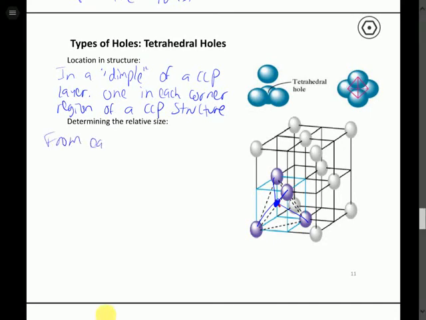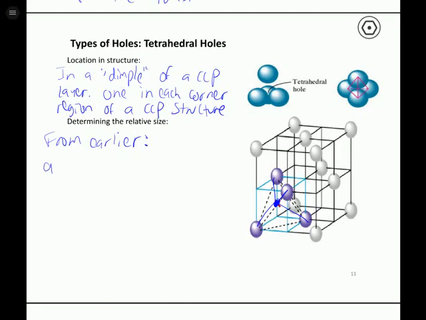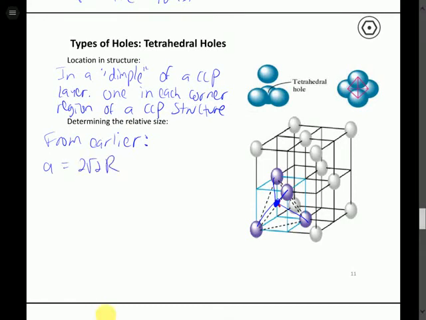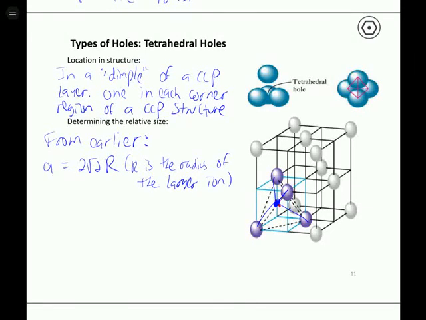Now, if we want to define the relative size of the tetrahedral hole, we saw earlier that the side length for a face-centered cubic cell in terms of radius is 2 radical 2 times R, where R is the radius of the larger ion in this case. So big R is the radius of the larger ion, and the side length here is 2 radical 2R as we derived earlier.